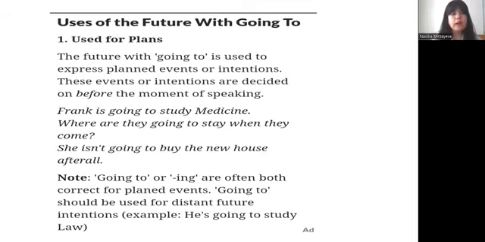Next, going to or ing are often both correct for planned events. Going to should be used for distant future intentions, for example, he is going to study law. Demak, qarang. Going to dan farqi, demak, bu uzoq muddatga, ya'ni keyinroq sodir bo'ladigan ish harakatga rejalashtirib qo'yganda. Demak, he is going to study law. U demak, qonun bo'yicha o'qimoqchi. He is going to study law.